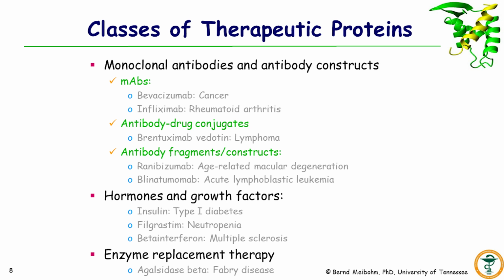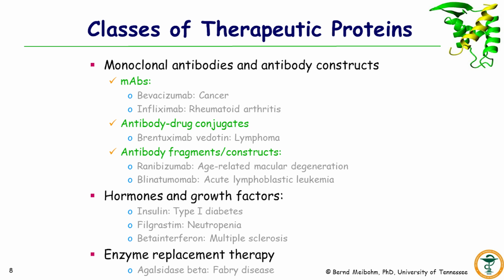And then we have more recently many antibody fragments and antibody constructs that use parts of an IgG molecule and combine it in a variety of different forms and fashions. For example, ranibizumab is used as an antibody fragment in age-related macular degeneration, or blinatumomab as bispecific antibody derivative used in acute lymphoblastic leukemia.